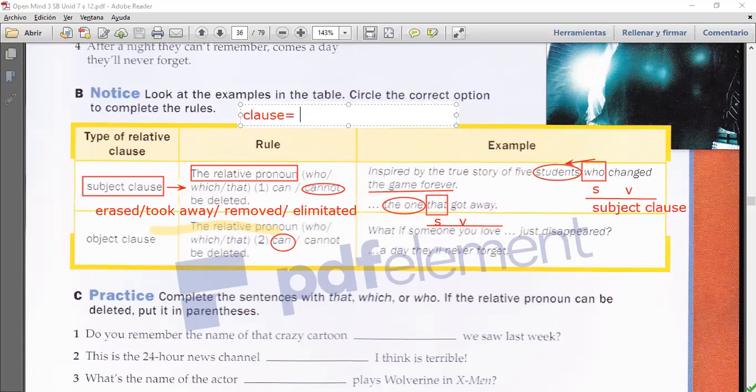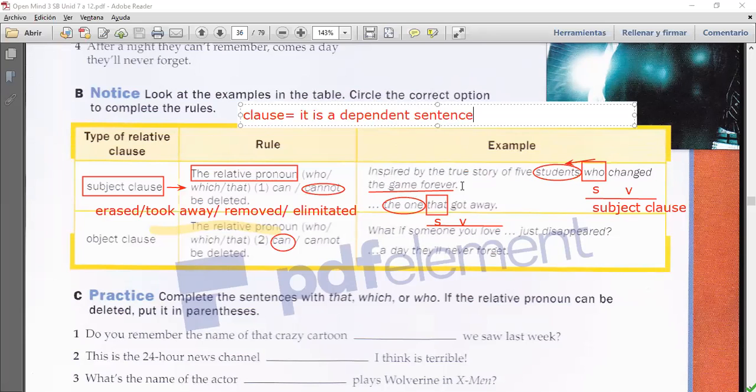A clause is a dependent sentence. It's a dependent sentence. What is a clause? A clause is a dependent sentence.